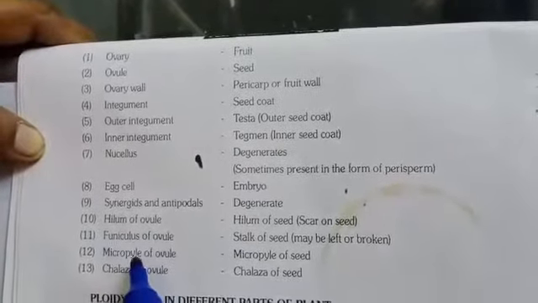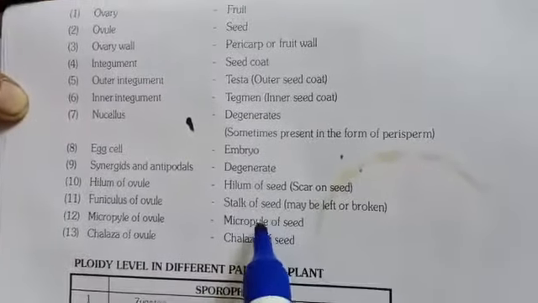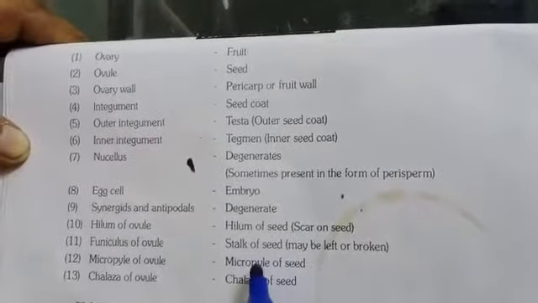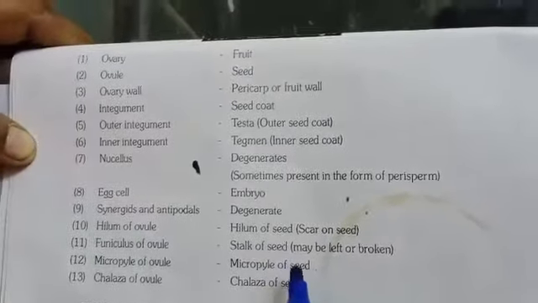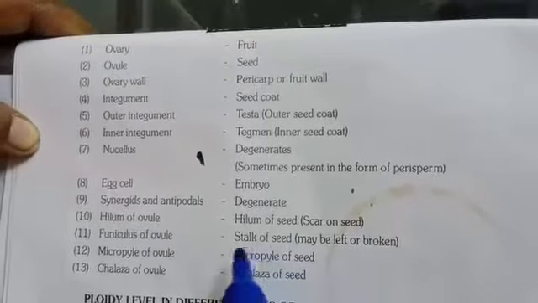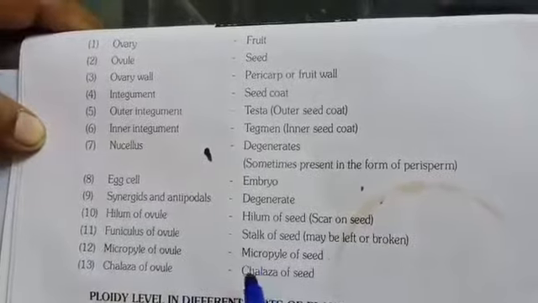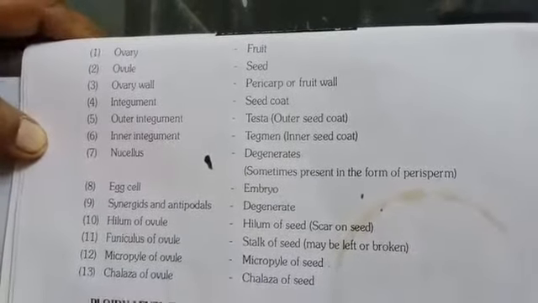That is called the stalk of a seed, which is formed by the funiculus. Next, the micropyle. The micropyle is present in the seed and absorbs water, and it is also the path for the entry of oxygen at the time of germination. Then the chalaza of the ovule forms the chalaza of the seed.